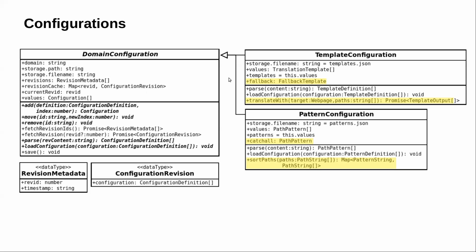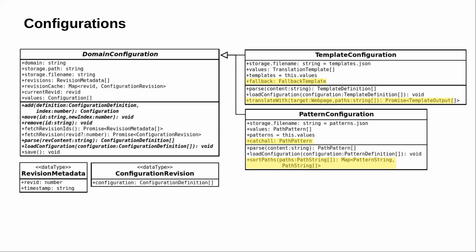So let's give an example. Let's say in this patterns property, we have 3 patterns, and we give the sort paths a series of paths. It's going to tell us, okay, for the first pattern, these are the URL paths that sort into it. For this other pattern, these are the paths that sort into it, and so on.